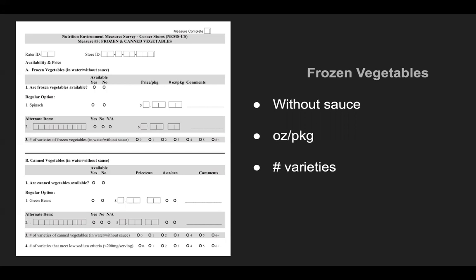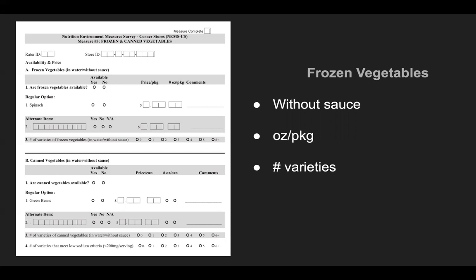So for your alternate item, just pick one that you want to go with. It doesn't really matter. And then also, if they have spinach, put that too. If they have spinach and other items, put spinach and an alternate item so that we can compare the price of the spinach to the other item.